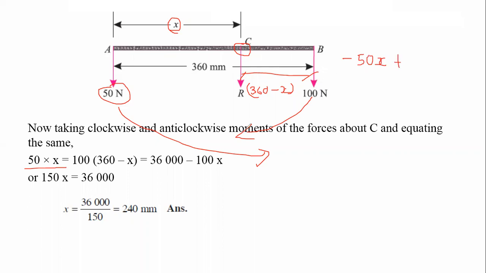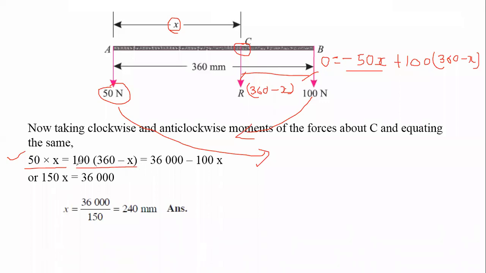plus this 100 Newton force makes a clockwise moment. That's why plus 100 into (360 minus x), and this term must be equal to 0 because the moment of all the forces about any point must be equal to 0. Now let us take this term to this side. What will happen? 50x is equal to 100 into bracket 360 minus x.